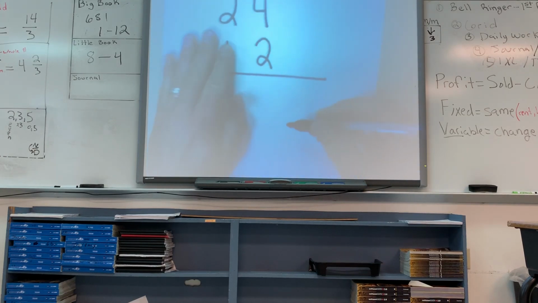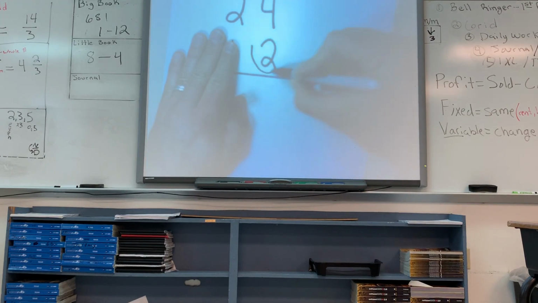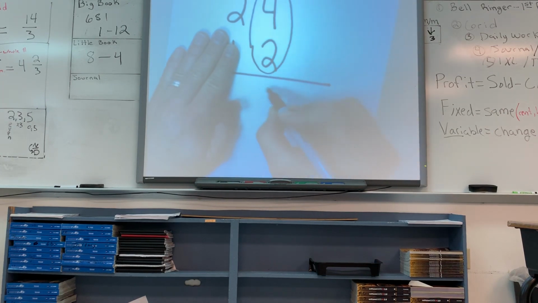Now, our first step, we are going to multiply up and down. So we have 2 times 4, which is 8. Okay? Now that we've done the 4, we're going to go over to the tens place, and we're going to multiply 2 times 2. Gives us 4.